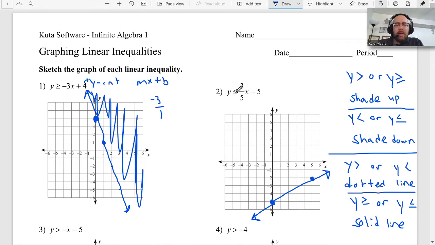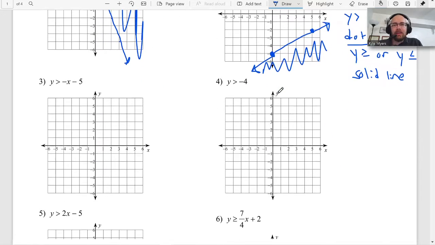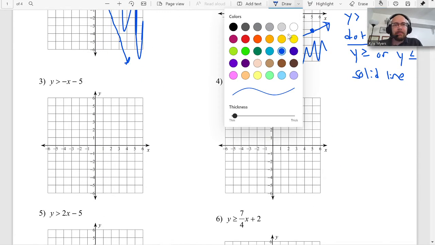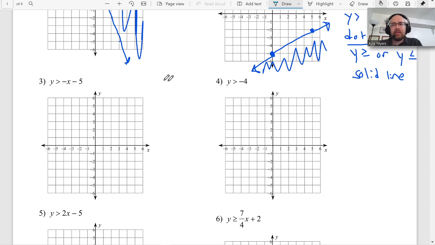Now the mouth is pointing the other way, right? If the mouth is pointing the other way, then we're going to go down. Shade down. And there we go. See, that's all there is to it. That took way less time than number 1. Let's get to number 3 and 4 here. Okay, change colors here. Try to keep things interesting.